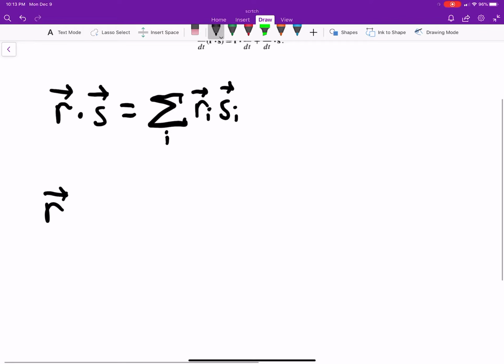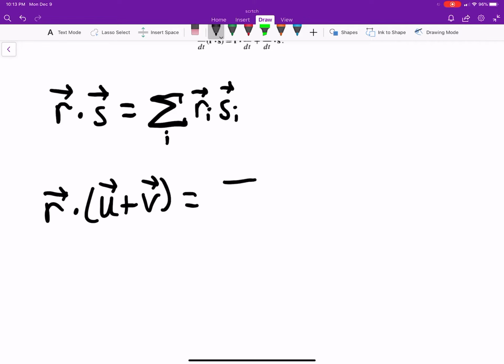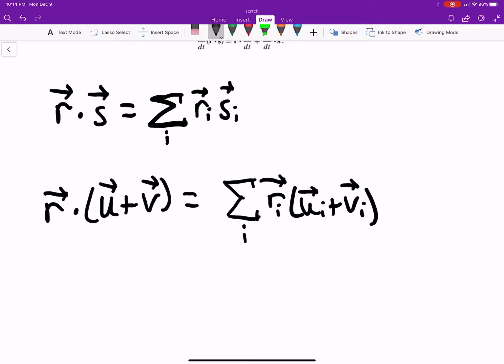So, vector r dotted with vector u plus v is equal to then just the summation of r sub i times u sub i plus v sub i. Okay? Just using our summation notation.